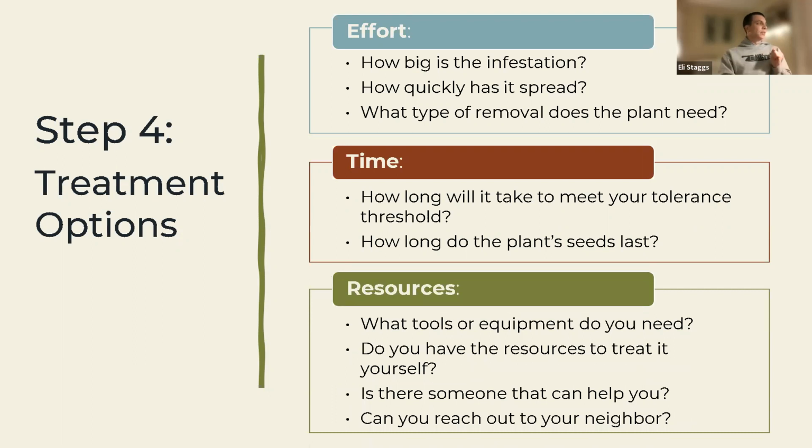And then the resources. When we're researching treatment options, it is important to think and learn about what tools or equipment we are going to need to remove this plant. And do I have those resources available? Do I have those tools and equipment to treat it myself? And if it's a very large infestation and I might not be able to take care of it myself, is there anyone that can help me take care of it?